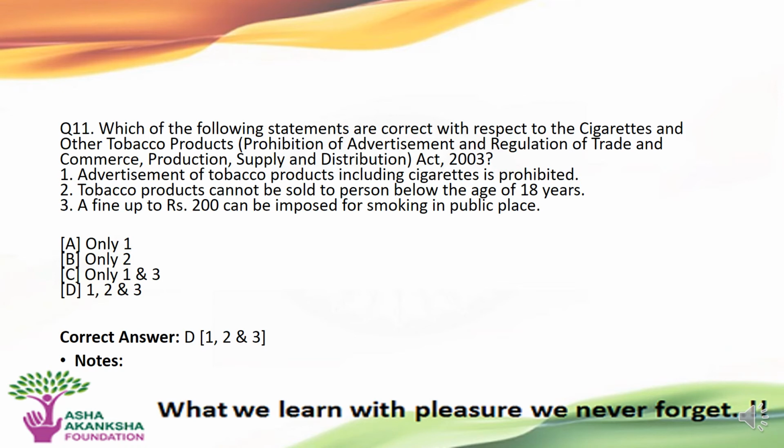The next question is, which of the following statements are correct with respect to the Cigarettes and Other Tobacco Products Act 2003? Statement 1. Advertisement of tobacco products including cigarettes is prohibited. Second, tobacco products cannot be sold to a person below the age of 18 years. And third, a fine up to Rs. 200 can be imposed for smoking in public places.